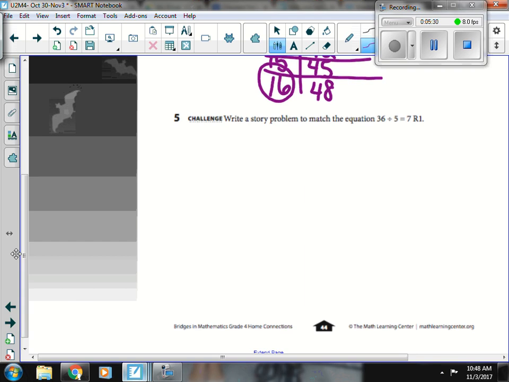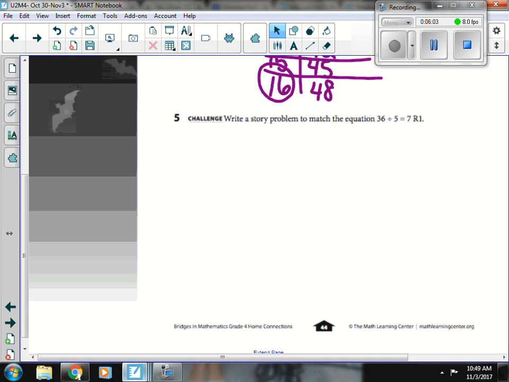And number 5, the challenge is to write a story problem to match the equation. So all of our story problems are going to be different, but somehow we're going to have 36, and we're going to split up into 5, and we're going to need to have 1 left over. So whether you are splitting up cookies, you have 1 cookie left over, or maybe you have kids going somewhere in a car and there's 1 kid that doesn't fit in the car, or we're doing groups in class, your equation is up to you. They're all going to be a little bit different.